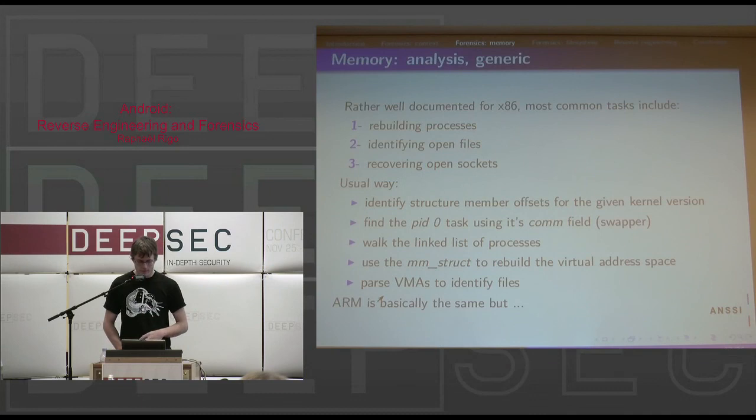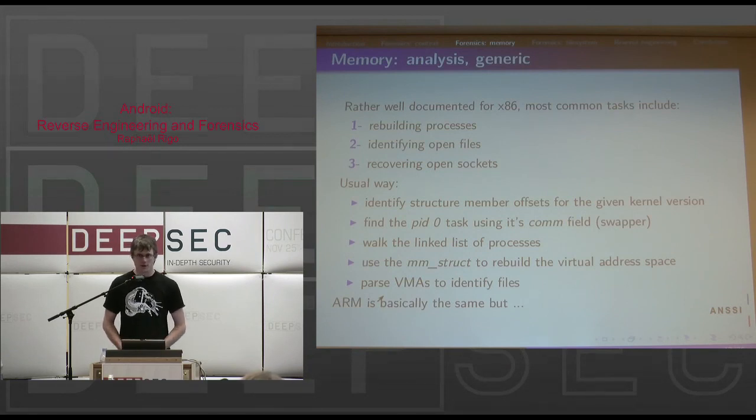The usual way is, once you have the given kernel version, you can get the attribute offsets in the different structures of the Linux kernel. Afterwards, it's pretty easy. Once you have this information, you just look for the PID 0 task. That is the first task launched at the beginning of the boot process, and it's really easy to find because the command field of the structure contains the word swapper, which is constant, so you have no problem finding it.